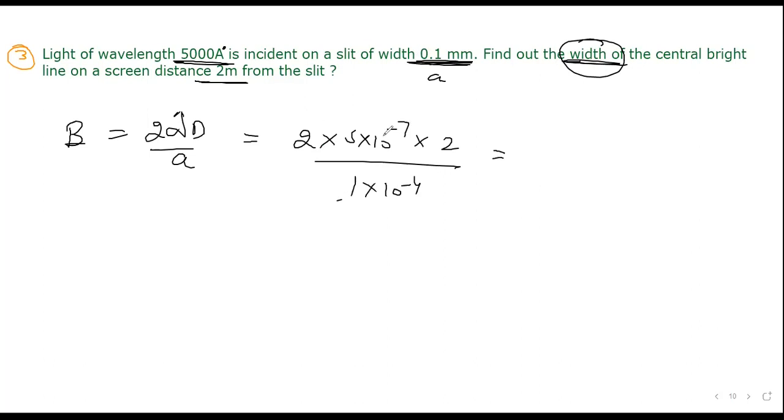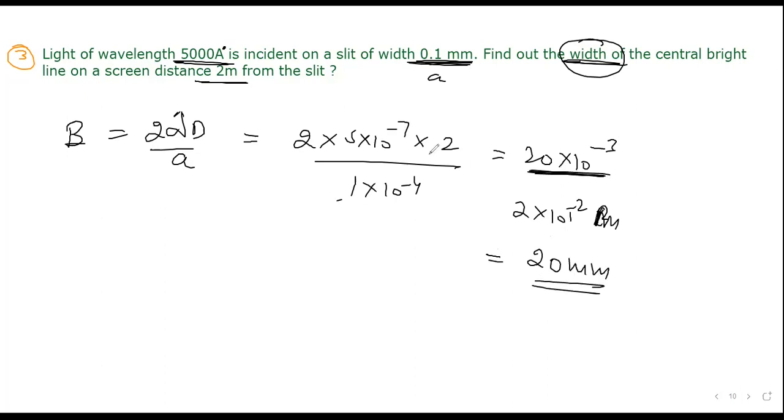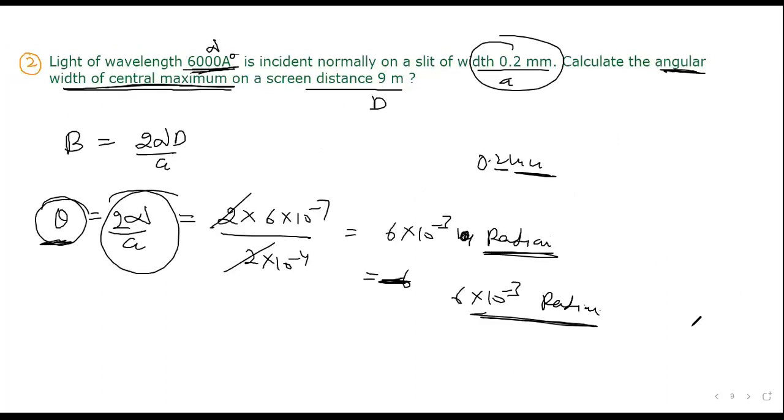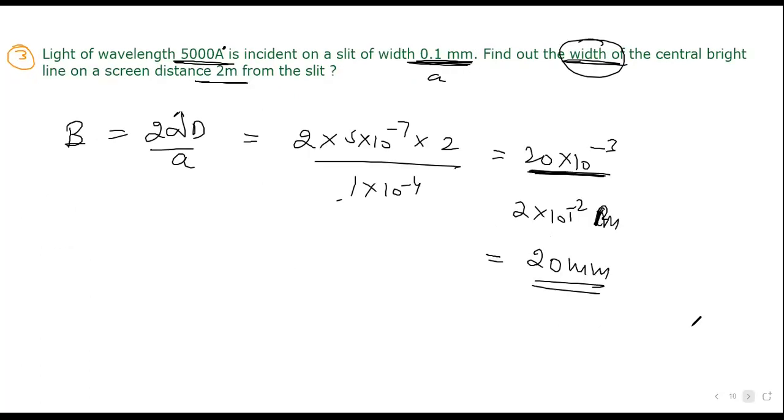So you see this becomes 4, this becomes 20. 20 into 10 power minus 3, or say 2 into 10 power minus 2 meter, or you can say 20 mm, because this is nothing but 20 mm itself. Here they are asking linear width, and in the previous question they were asking angular, so I wrote the angular formula. Okay, so let's move to the next problem.